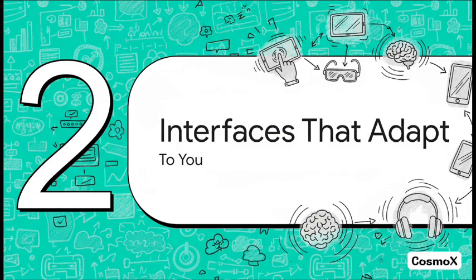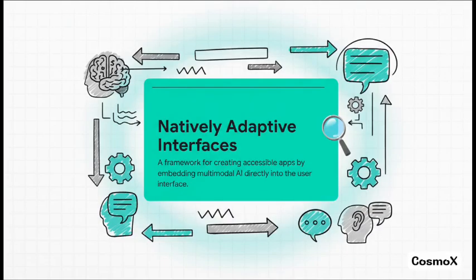But what if we could slam that gap shut for good? Well, that leads us right to the solution, a world where interfaces adapt to us, not the other way around. And this is where the story gets really, really exciting. The whole idea is a new framework called Natively Adaptive Interfaces, or NAI for short. So instead of trying to bolt on accessibility features after the fact, NAI builds intelligent AI, an AI that understands text, speech, and images right into the core of the interface itself. It basically transforms a passive tool into an active, helpful collaborator.